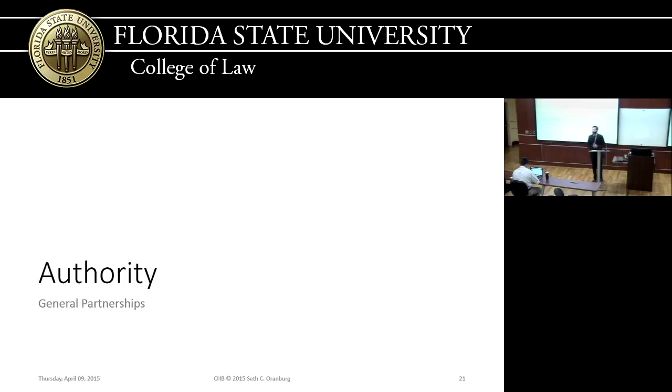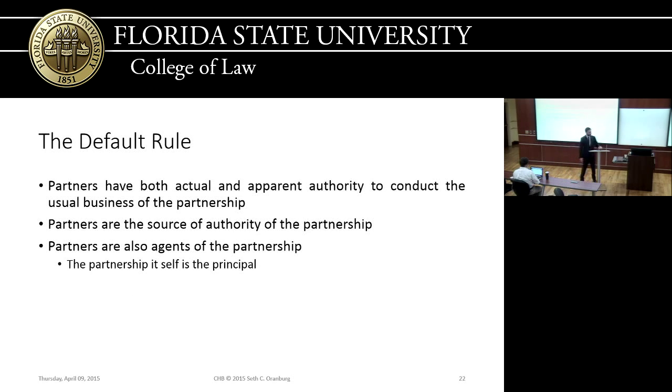Okay, authority. So in order for any business organization to take action, in order for any agent or partner in a business organization to take action, they need to have authority to do so. Where does authority come from in a partnership? In a partnership, a general partnership, partners have both actual and apparent authority to conduct the usual business of the partnership. The usual business. So here again, a couple other ways to put it: acts within the ordinary course, the usual business, going about the business.